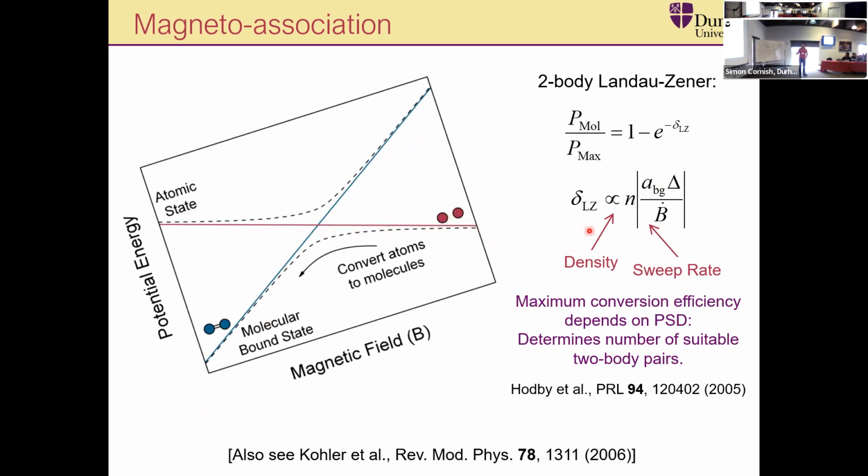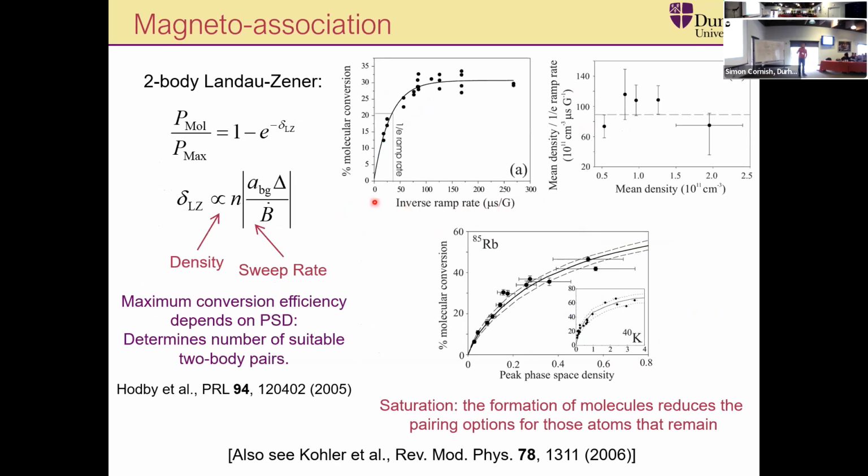So let's look at some of the results from this paper. Okay, so here they're varying the inverse ramp speed, and just seeing this behaves very nicely to this Landau-Zener model. This plot is showing that it indeed has the density dependence predicted by this, the fact that this is a constant line. Okay. And then you can ask the question, so what limits you in terms of, if you are adiabatic, if you go slowly across, this conversion efficiency is 30%. What's limiting that? And that's basically the phase-space density of the gas. And that's shown in this plot here.